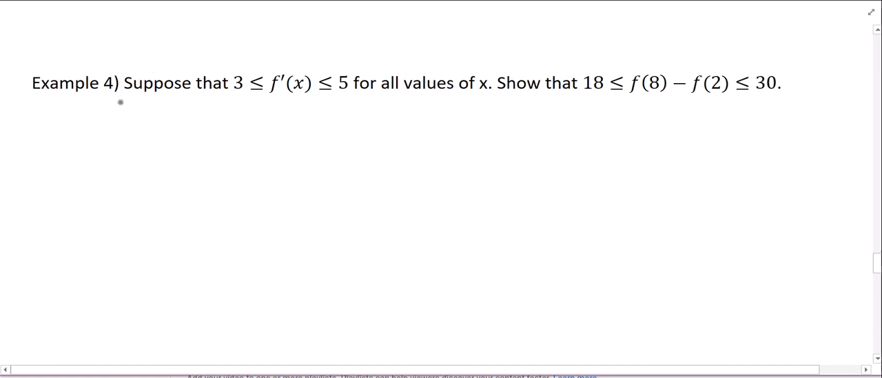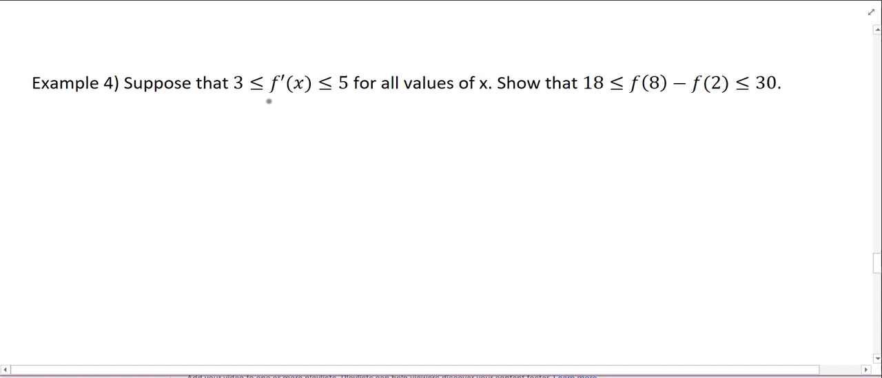So we have this example. Suppose that 3 is less than or equal to f prime of x less than or equal to 5 for all values of x. Show that f of 8 minus f of 2 is between 18 and 30. Okay, so at first this looks a little random and somewhat intimidating, wouldn't you agree? So how do we tackle this?